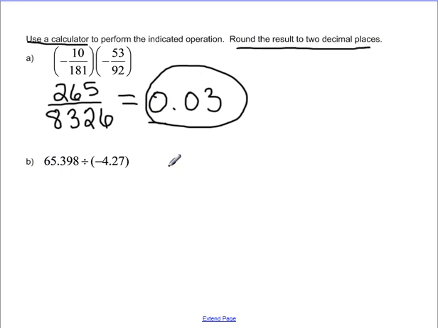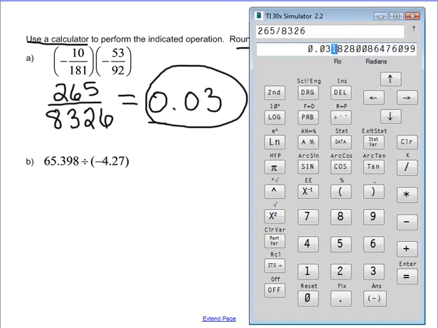Now this next problem isn't going to give us that same kind of issue because it's given to us in decimal form, so the calculator will certainly give us our answer back in decimal form. Let's clear out our last results. Here we have a positive 65.398, so 65 and 398 thousandths. And we're going to divide that by a negative, notice our negative sign is down here, negative 4.27, 4 and 27 hundredths.